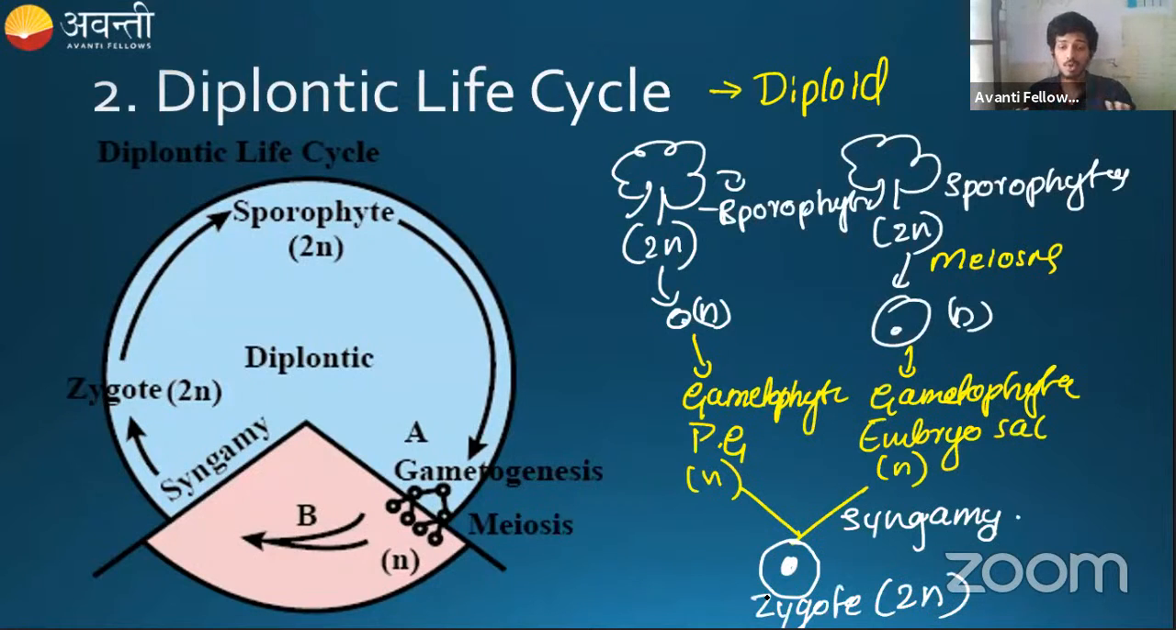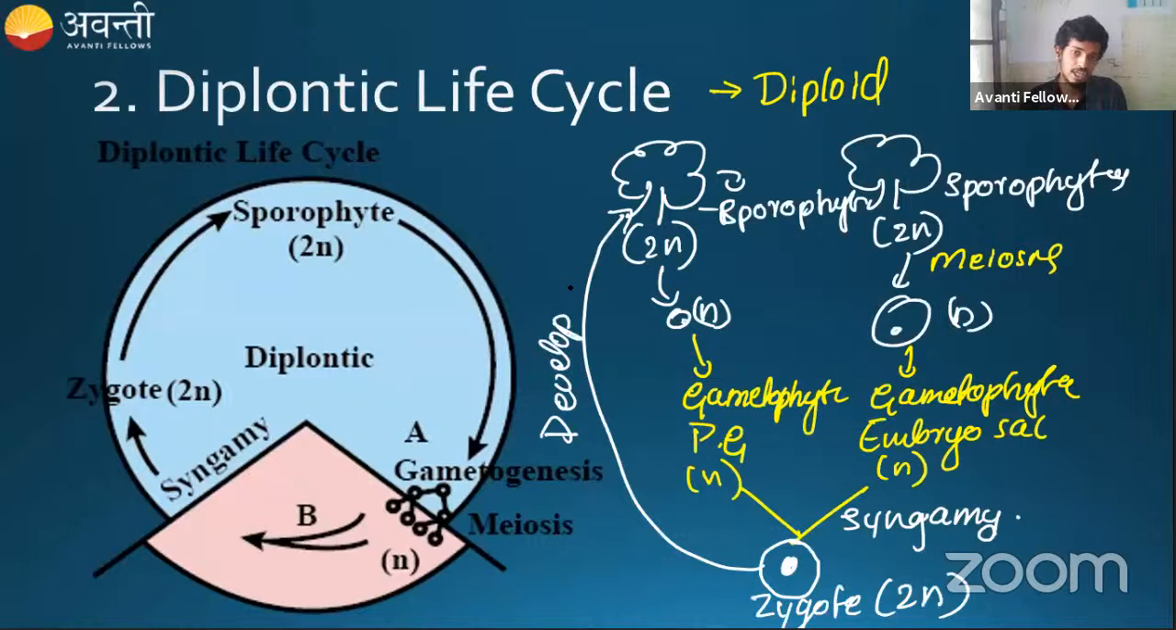This will not undergo any meiotic division like what we saw in the haplontic cycle, because it should be like the parent, and it's already like the parent, already in the diploid condition. So it will divide, the development phase will begin, and this development will give rise to the new sporophyte.